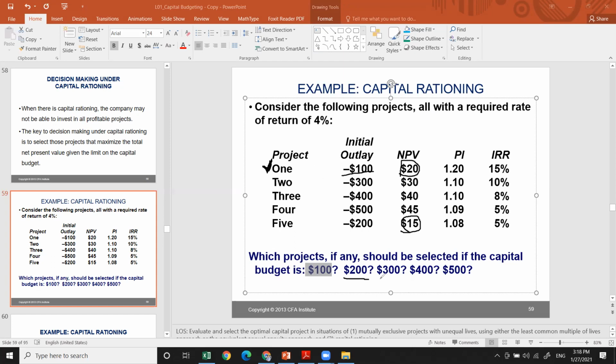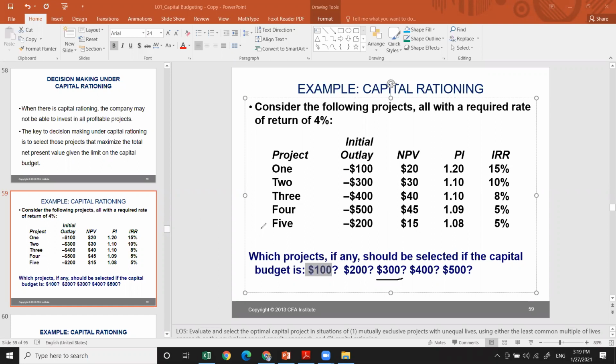Now, if you had $300, also, be careful: 1, 2. You can do 1, you can do 2. Projects are not mutually exclusive.